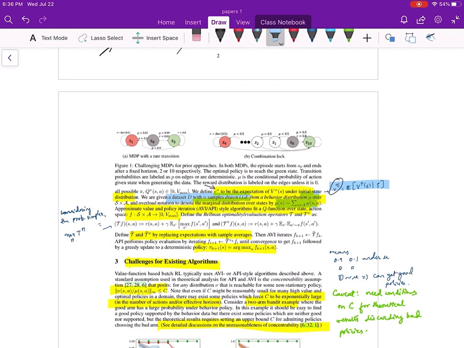Now approximate value and policy iteration algorithms fit a Q function. F is the function class it is fit from. Is this a linear function approximation? I think it is, because they will eventually use the least squares method. Let's go ahead.